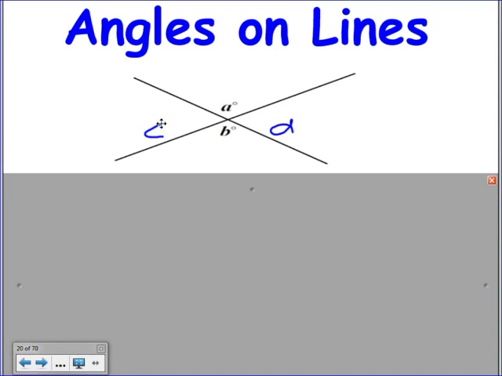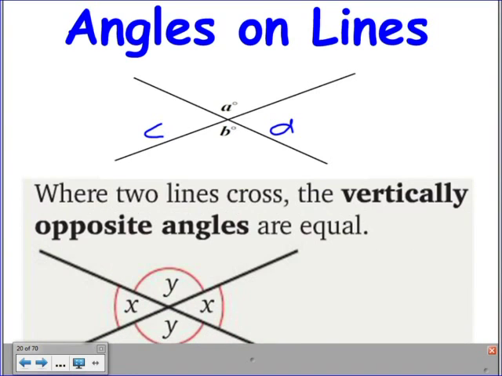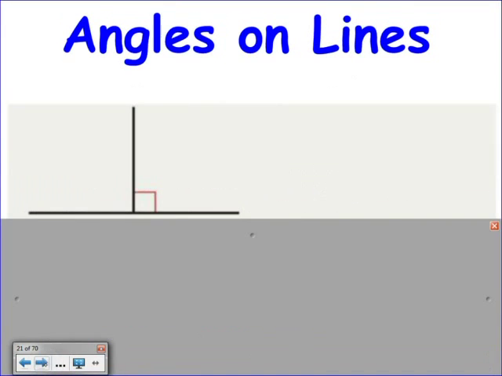So we've got another rule here. We're introducing all these rules, where when you get two lines that cross, the opposite angles are always the same. So y is the same as y, x is the same as x. Good rules to remember. Okay. Angles on a line.